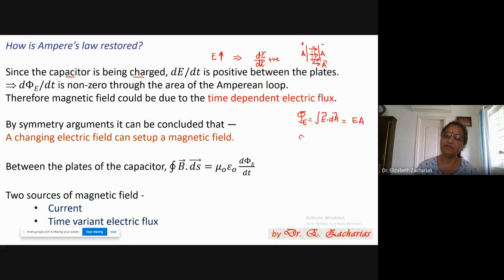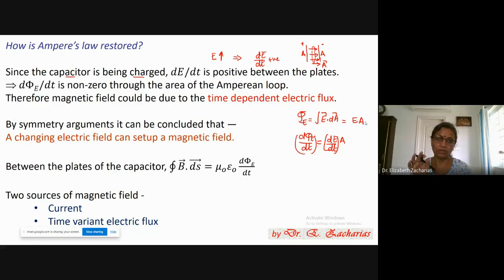Therefore, now you can talk about d phi E by dt, which will be dE by dt into A. Area is constant. Now, since dE by dt is positive, d phi E by dt is also positive. Or you are going to conclude that in the space between the two plates, there is an electric field or an electric flux which is changing as a function of time, or there is a time-dependent electric field. So now you can conclude that it is not as if there is nothing between the two plates. Between the two plates, there is a time-dependent flux. It is this time-dependent flux which is going to be responsible for the magnetic field.